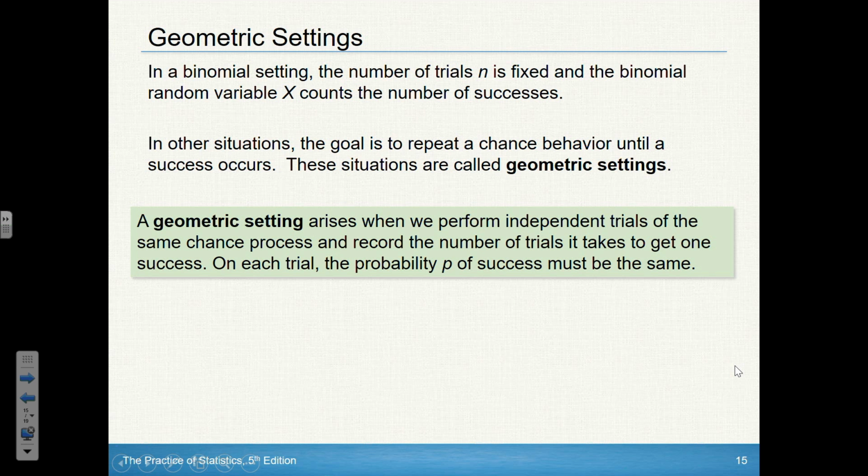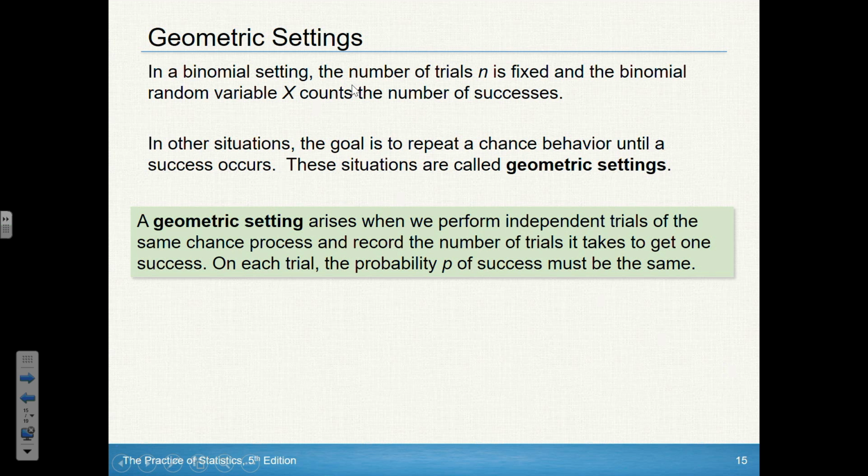All right, here we are with our last video here for Chapter 6. We're looking at geometric settings. So we just spent the last two videos talking about binomial settings and binomial distributions and their probabilities. And we're going to talk just briefly here about geometric settings. They're very similar to binomial probabilities, but just a little bit different.